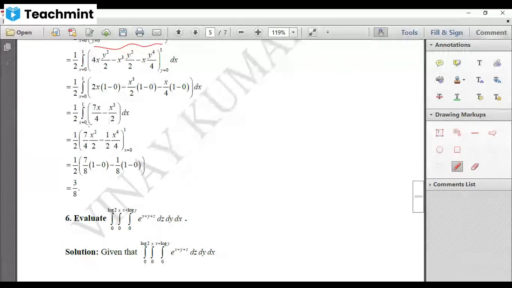Now we can easily integrate this with respect to x. 7 by 4 is constant, and integral of x is x square by 2, minus 1 by 2 into integral of x cube is x to the power of 4 by 4, and the limit is from 0 to 1. Apply the limit and simplify, you will get this answer.